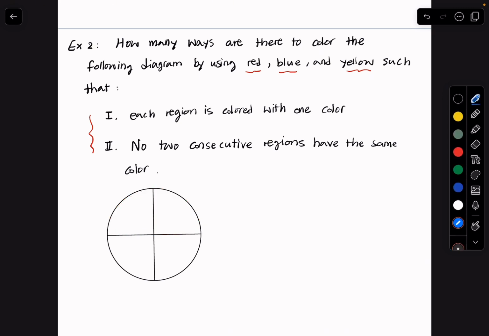Now, let's have an example to help us understand the question better. I have red, blue, and yellow here. If I use red to color the first region, maybe I can choose yellow to color the second region. And I can use red again to color the third region, and for the last region, I can just use yellow again. If you look at the first and third region, they both have red. That's okay because they are not consecutive, right?